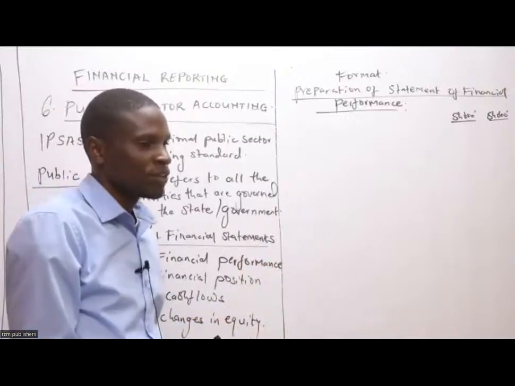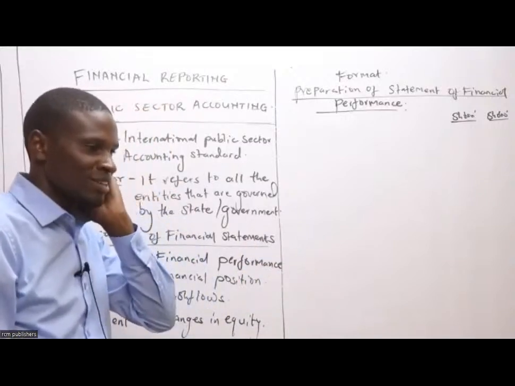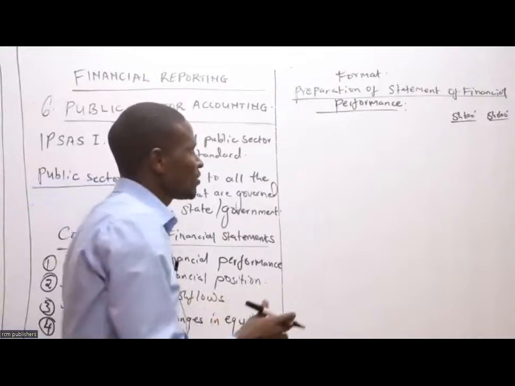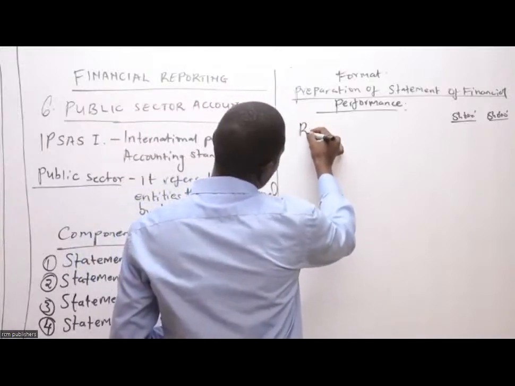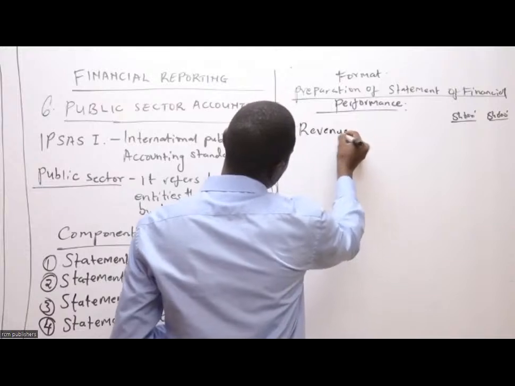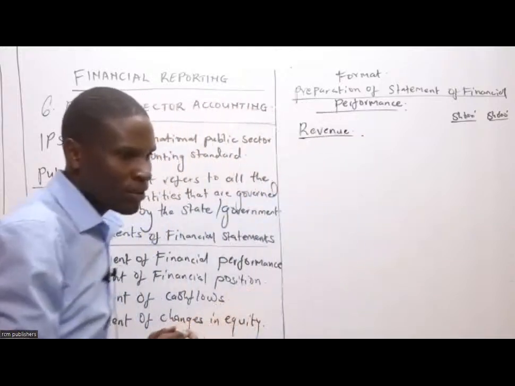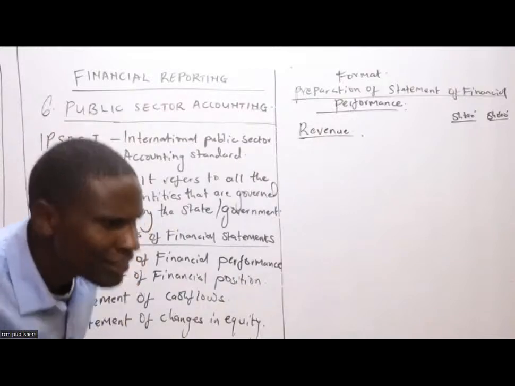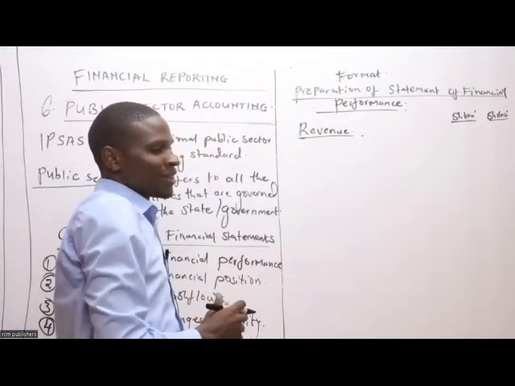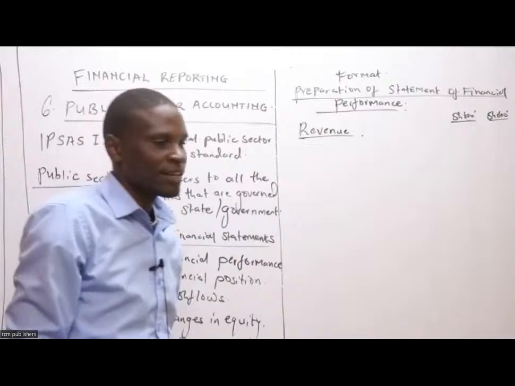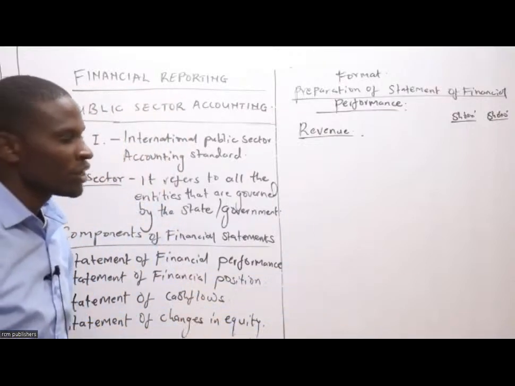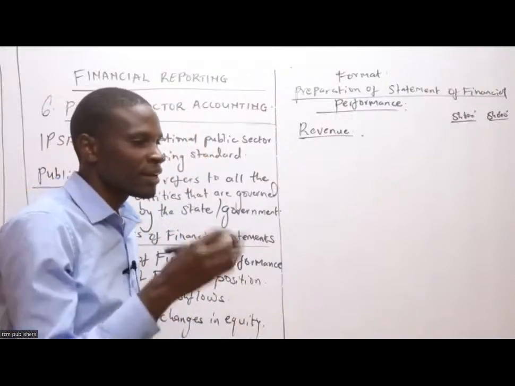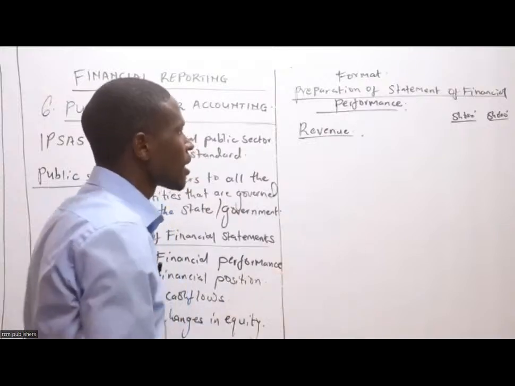And the result, how do we call the result? Someone? So what are some of the sources of revenue? Hiyo sasa ni the other side. Kwa public sector, if it's a positive, we call it surplus. If it's a negative, you call it a deficit. That is where the difference comes in.